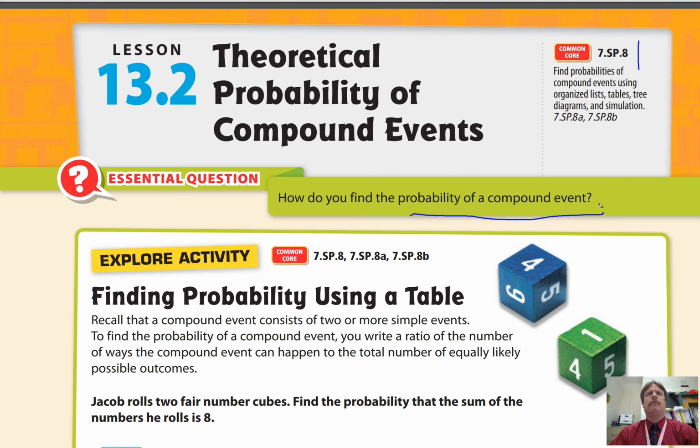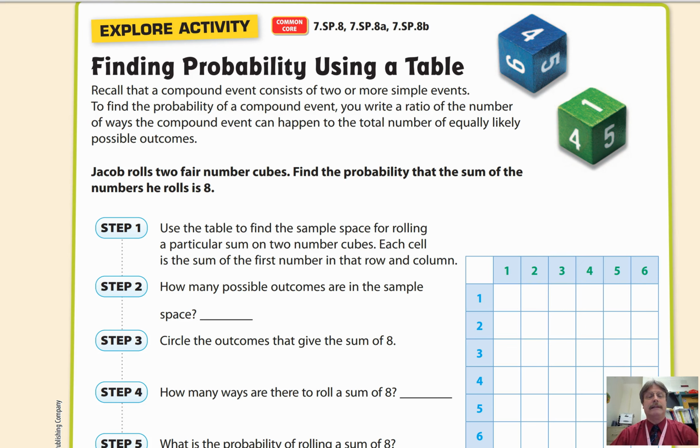If you recall in module 12, we talked about simple versus compound events. Simple uses just a single outcome to figure out, like a single coin or a cube, a dice. When we use a compound event, we're going to use two things together. So here in the first explore activity, we're going to use two cubes to find the probability, and we're going to create a table to help us.